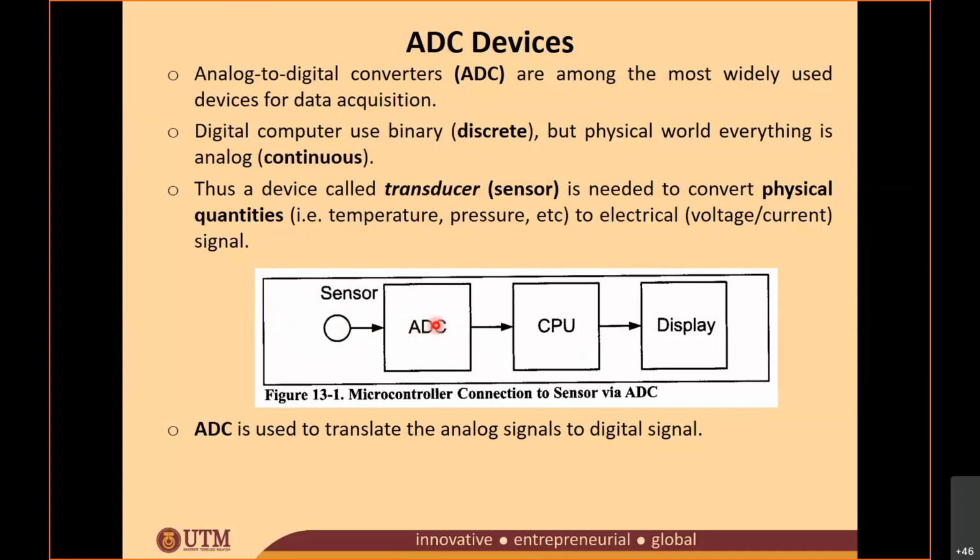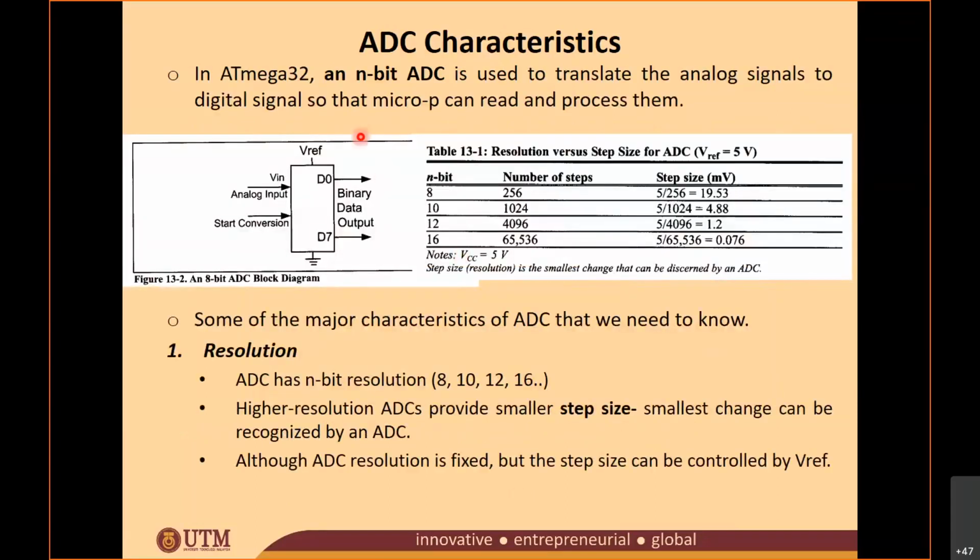Then from this ADC, all the digital values will go to the CPU in order to do some processing. Either you're going to subtract, add, or do some logical operation. You're going to process it inside your CPU. When you have processed that digital signal, you're going to display it to your output. You will send all the processed data and display it to your output. So the ADC is used to translate the analog signal to a digital signal. In the ADMARKS 32, an N-bit ADC is used to translate the analog signal to a digital signal so that the microcontroller can read and process it.